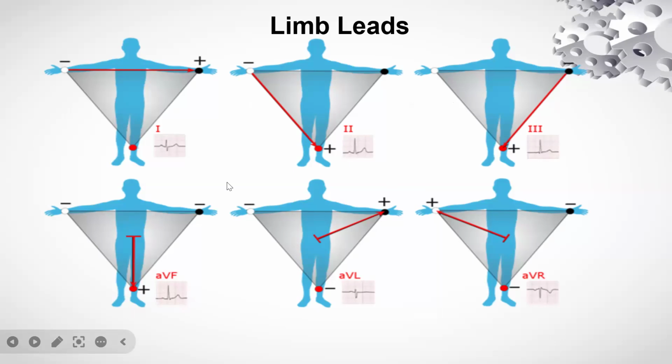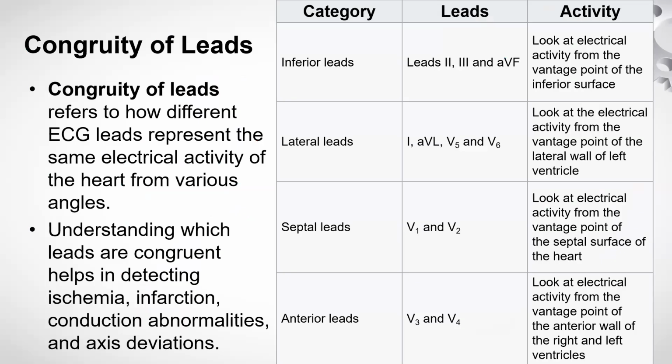Now the leads are looking at the heart from different angles, looking at the same electrical activity of the heart from different angles. So look at your lead 1, lead 2, lead 3, and these are the augmented limb leads: the augmented foot lead, the augmented left lead, and the augmented right lead. So it shows you different morphologies of the same electrical activity of the heart being looked at from different angles. This is what we know as the congruity of leads. And what does it mean?